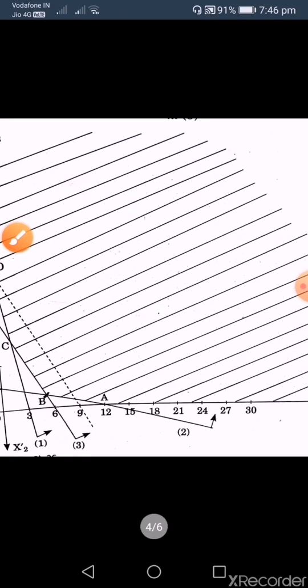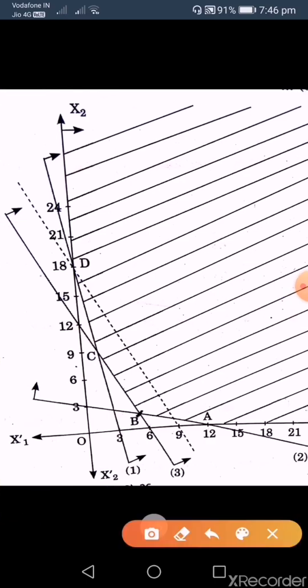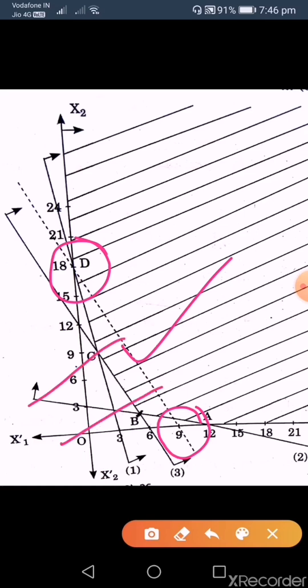It has been drawn here, you see by dotted line, this one, you see this is (9, 0), this is (0, 18). As this is a minimization problem, we will move this line towards origin parallel to itself, towards origin. Ultimately, it will coincide with the line BC.